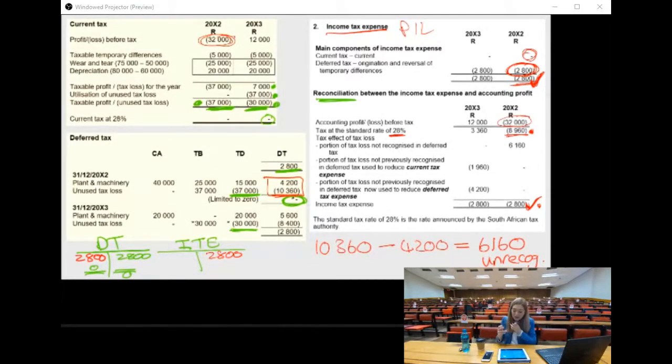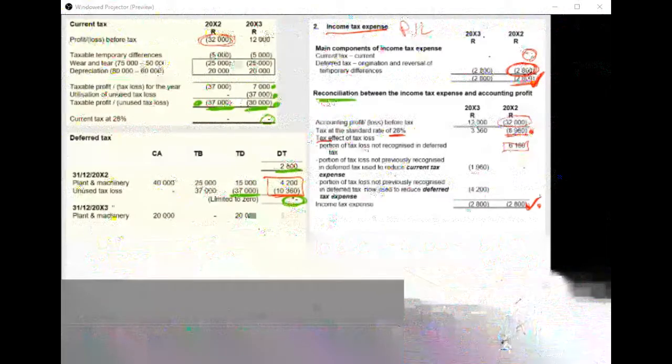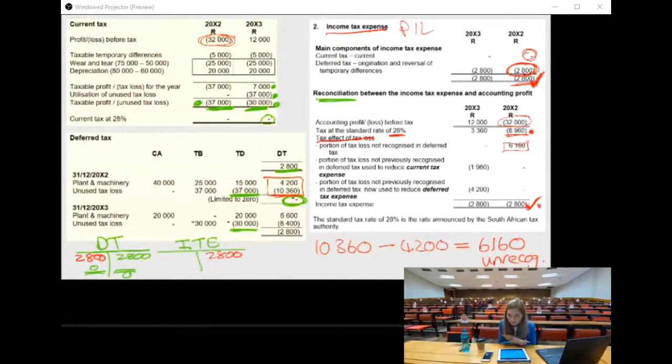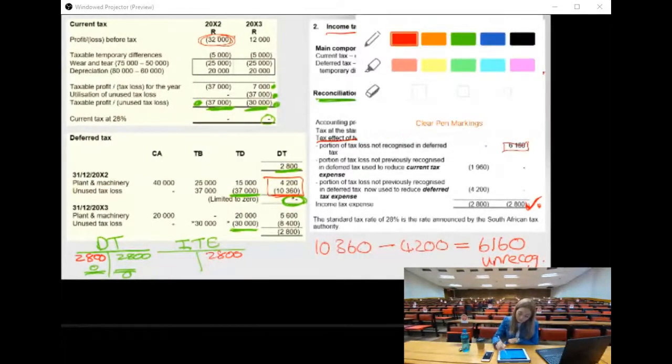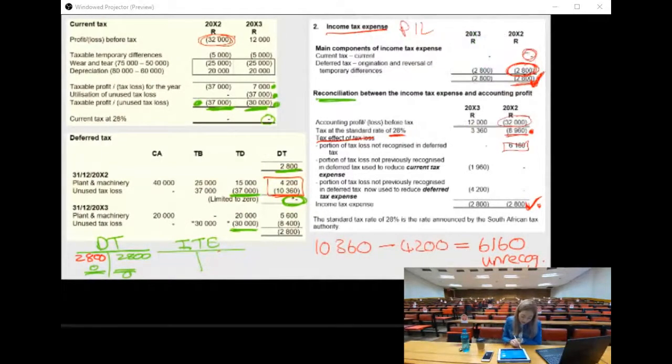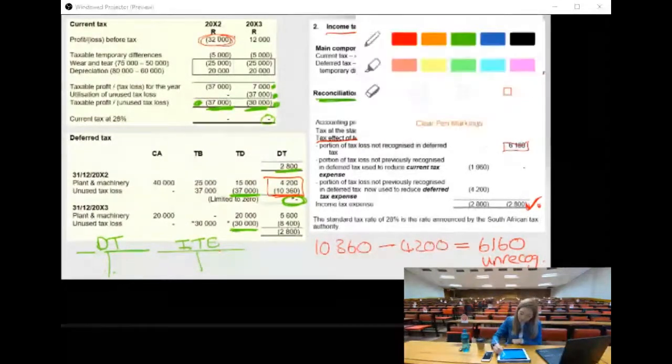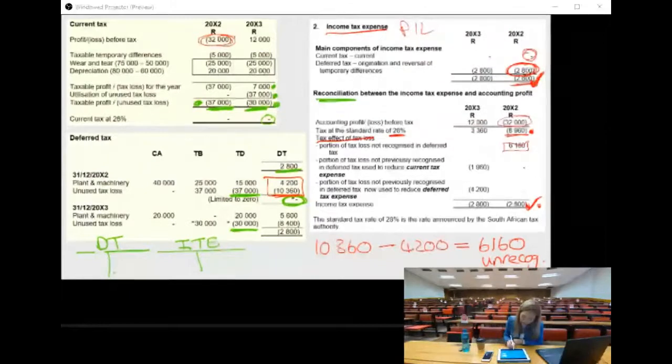Okay, but now we were not able to do that, and this is the unrecognized portion, therefore, that creates a reconciling item. Okay, so that's for 20x2. Now in 20x3, we are now sitting with an opening balance of 0 on deferred tax, opening balance 0.